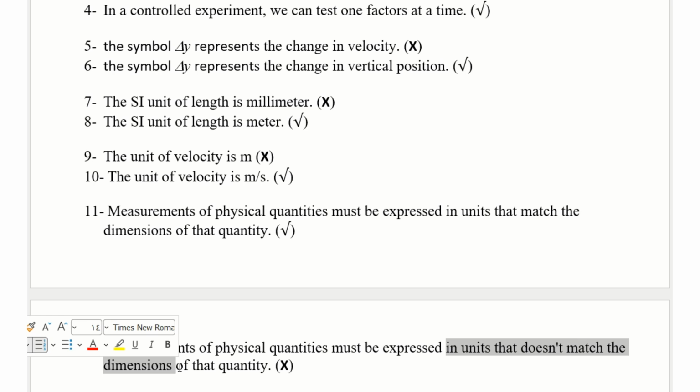For example, can you measure the mass by meter? No, you have to measure the mass by kilogram, or milligram, or gigagram. The most important thing is that you have something matching the dimension, which is gram.